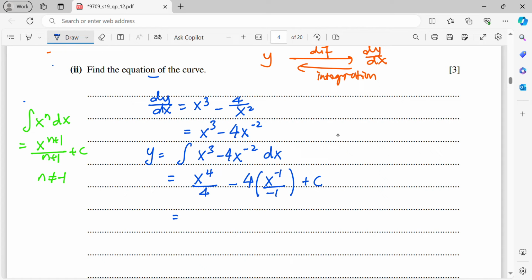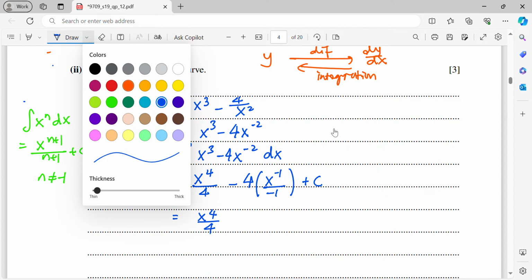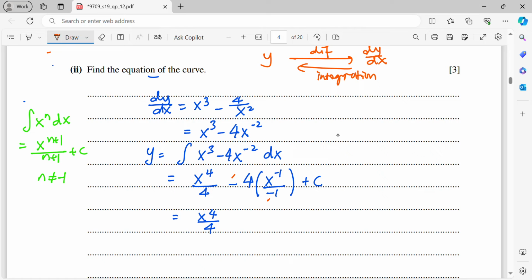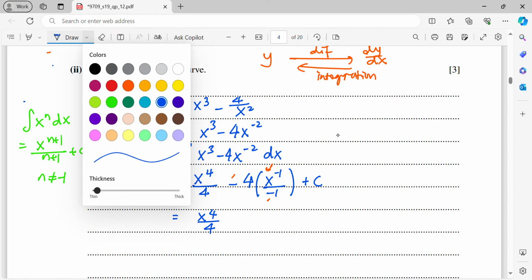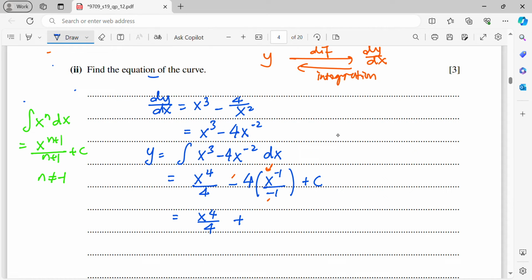And now here, I will simplify. This is x to the power 4 over 4. Now, look at here. Minus minus is a plus. And I will be getting 4. Then this term is x to the power negative 1. Whenever you see a negative power, you can just move it down to be the denominator. Therefore, I will be getting plus 4 over x, then plus c.